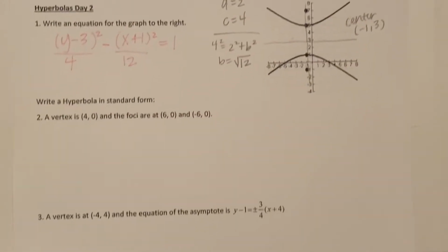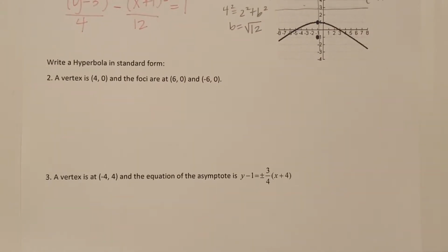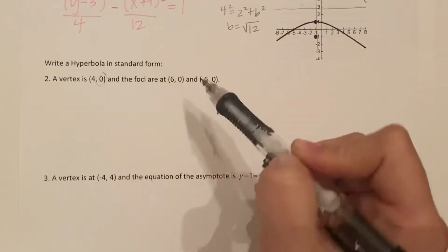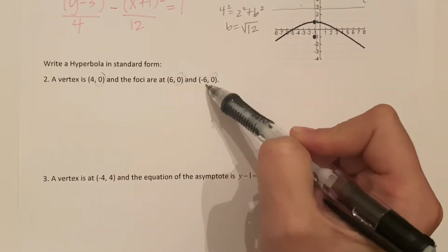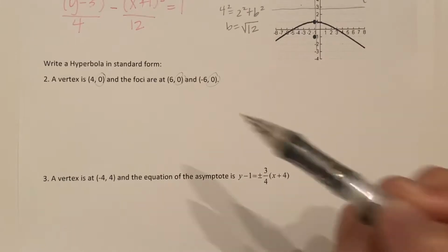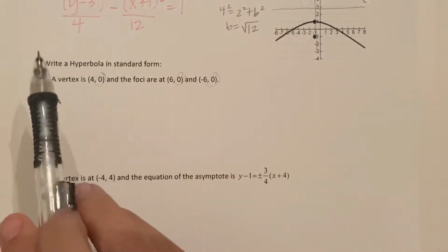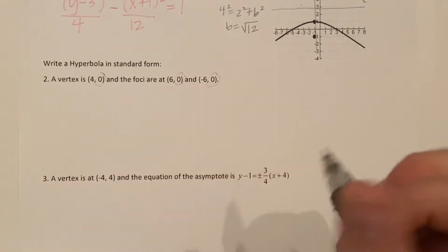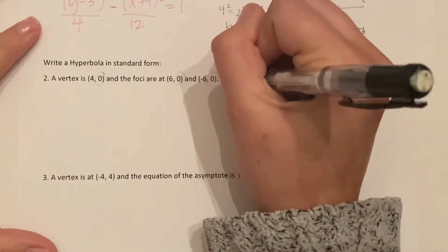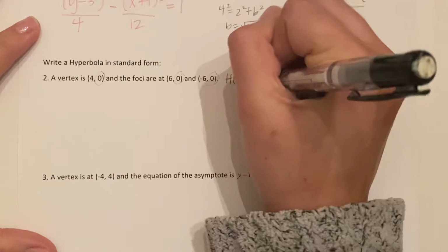Let's look at an equation that's not on the graph. So this one's just going to describe it for us. A vertex is at (4, 0). The foci are at (6, 0) and (-6, 0). So looking at the value that's not changing helps us decide vertical or horizontal. Since the y values are staying the same, that means my vertex and my foci are moving left and right, which makes this hyperbola horizontal.